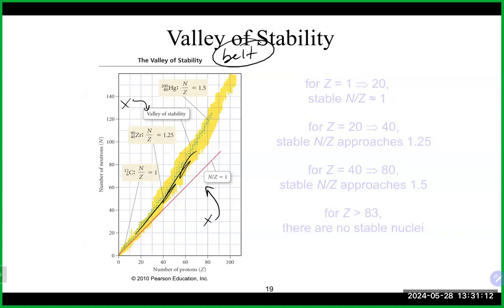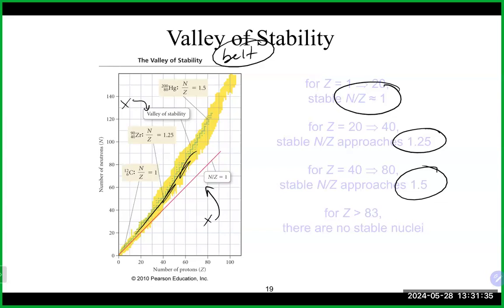So the breakdown is pretty much this. If you're somewhere between 1 and 20 in terms of your atomic number, an acceptable ratio is 1. As you go from 20 to 40, the acceptable ratio is 1.25. As you go from 40 to 80, the acceptable ratio is 1.5. Anything above basically 84 is not going to be stable. It's going to be radioactive.